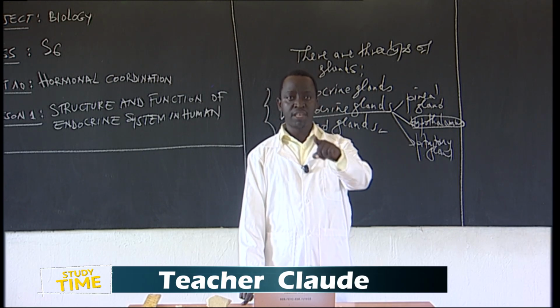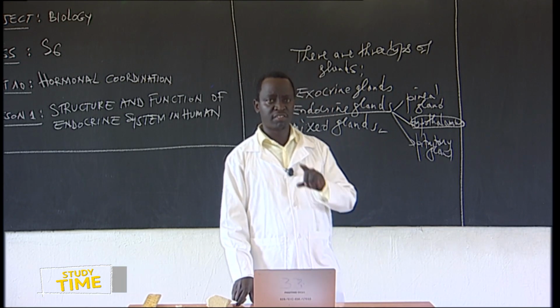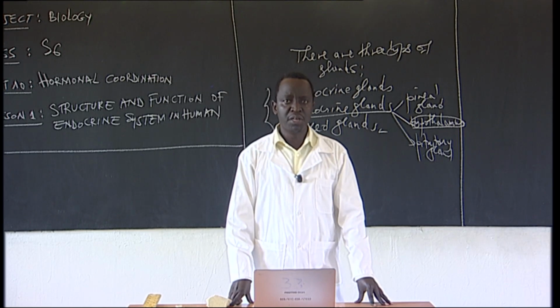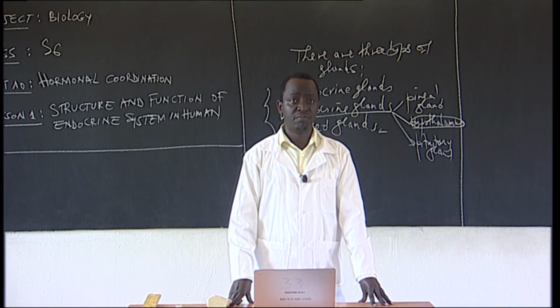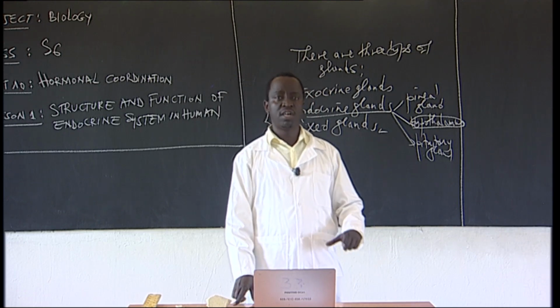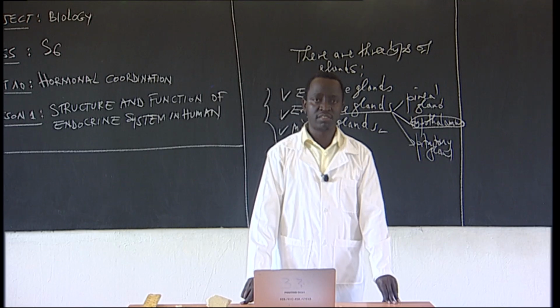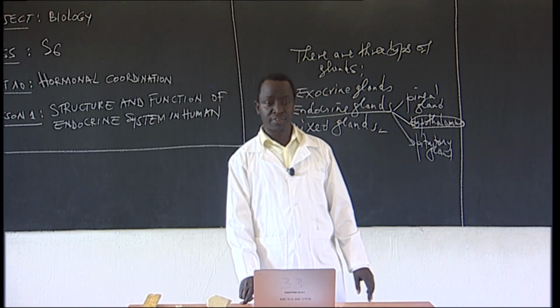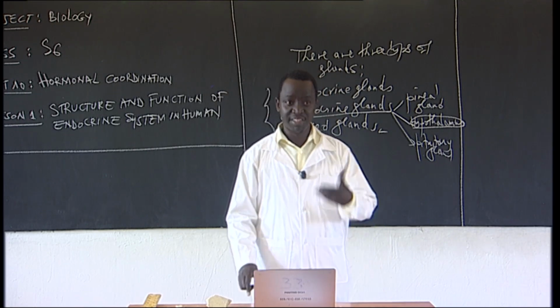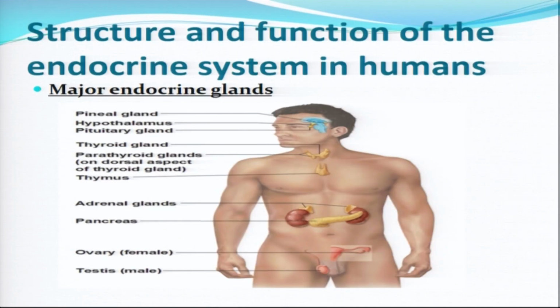Testosterone, make sure it is the hormone that you have seen. We have seen this in the reproduction, senior 5, where this testosterone is the one that controls the secondary sexual characteristics in what? In the male. Nice. So these are now the major endocrine glands and where they are located. Have you seen them on the image? Nice.